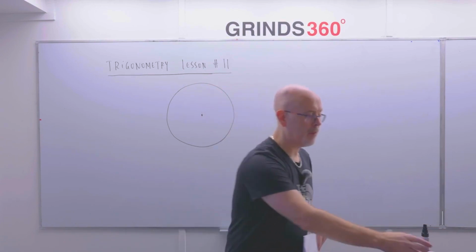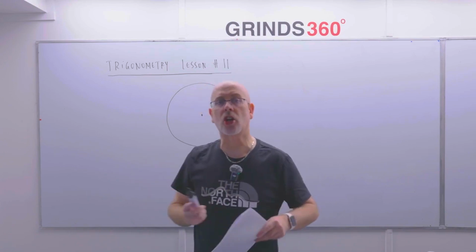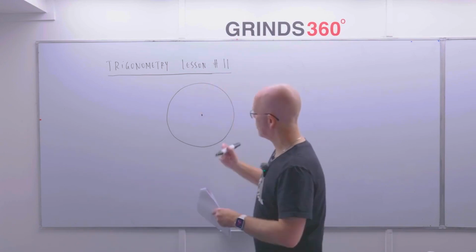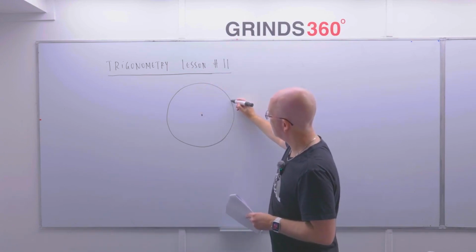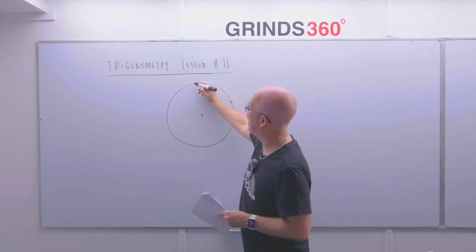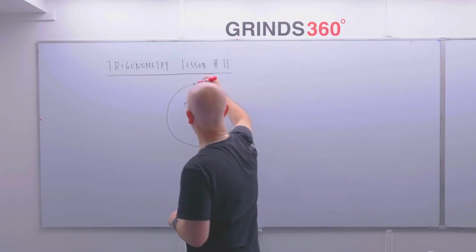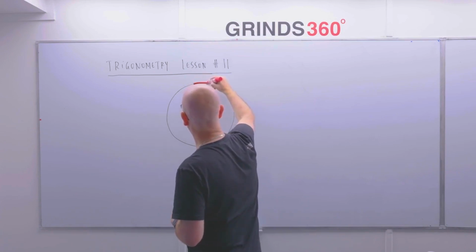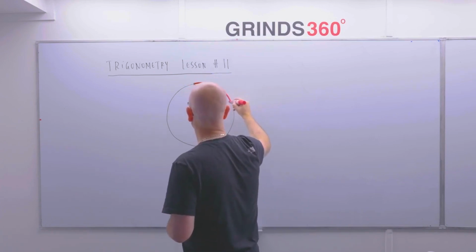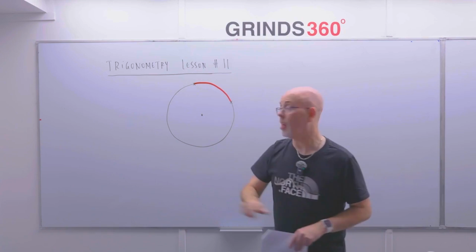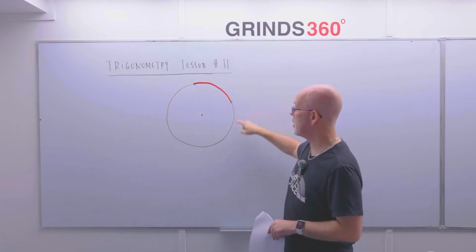Remember, an arc is part of the circumference of a circle. If I take a circle like this and pick two points on the circumference, an arc is the part of the circumference that lies in between those two points. So that's the arc there. There's also an arc on this side, of course. There are two different arcs there.